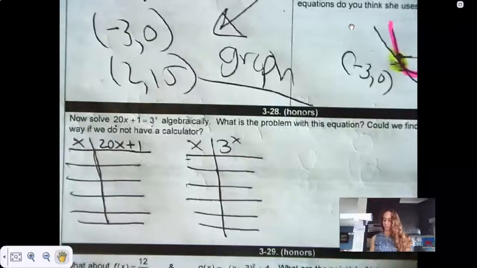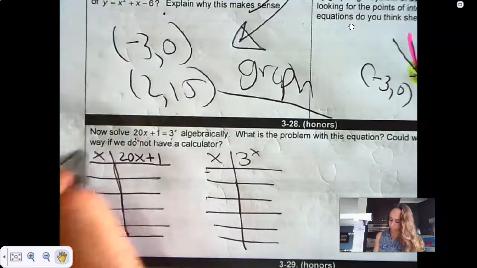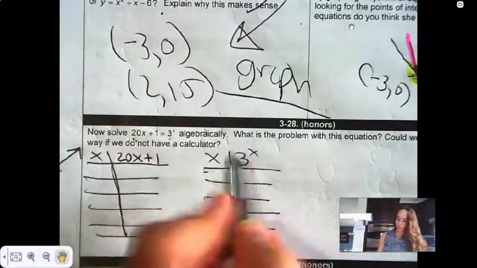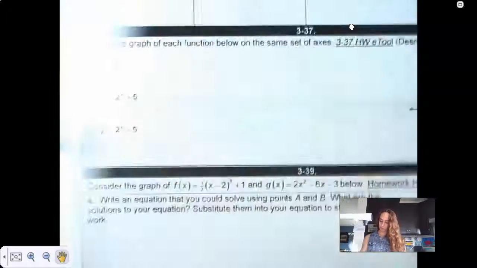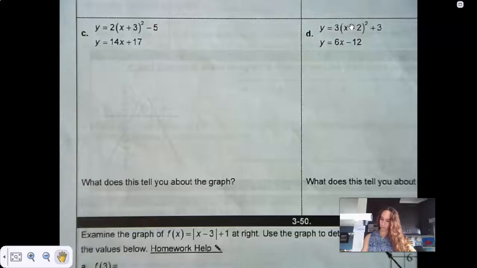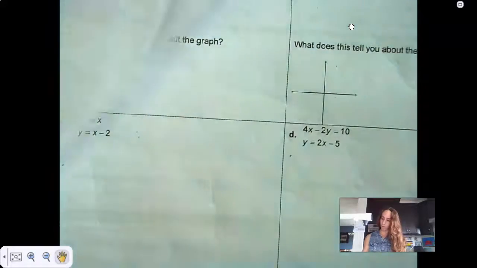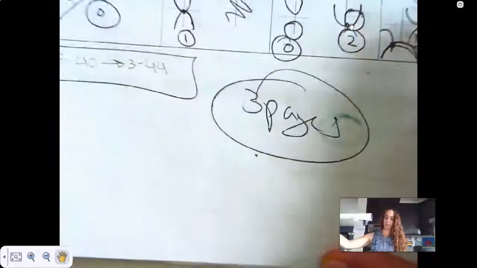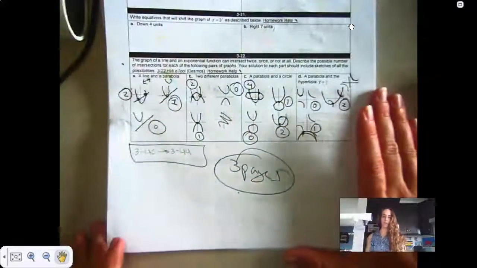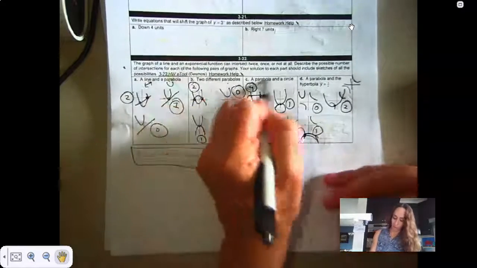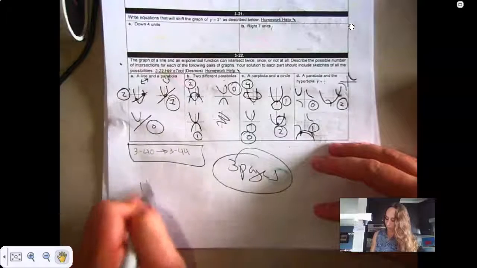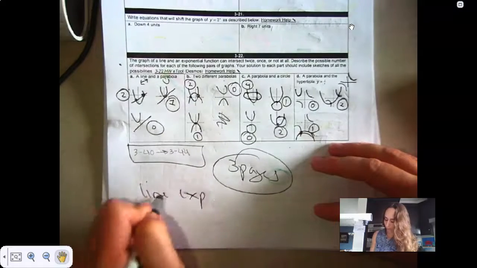Well, let me do one thing. I know that this is a line, so I know it's going to go like this. I know that this is exponential. So remember back when we did that homework assignment that I had you do last night, and you were like, really? You just made me do that homework? Shoot, where is it? Oh, yeah. And you had to see how many times things would cross. We talked about a line and a parabola, 2 different parabolas, a parabola and a circle, a parabola and a hyperbola. Let's do a line and an exponential, okay?